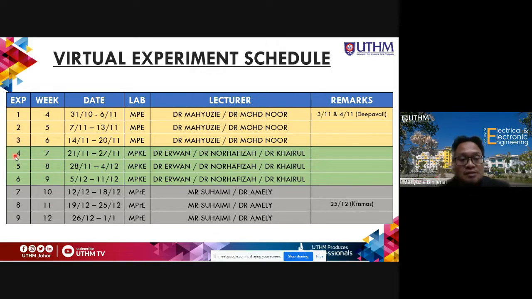So experiment number four, and so on. For example, Dr. Iwan, Dr. Hafiza, and Dr. Hairul will cover experiment number four, five and six, of course. It depends on them, who wants to take the turn to guide you. And then the last 3 weeks, Mr. Swami and Dr. Emily, it's their turn to guide you on experiments 7, 8, and 9.